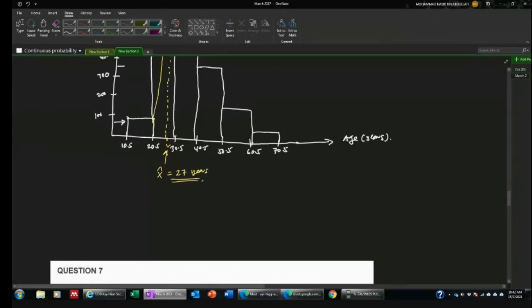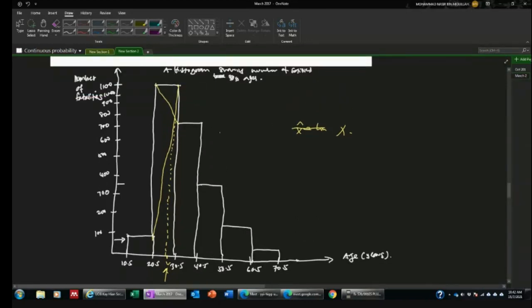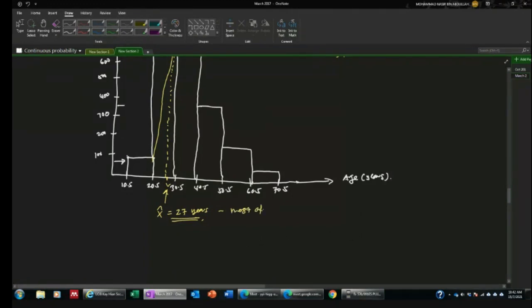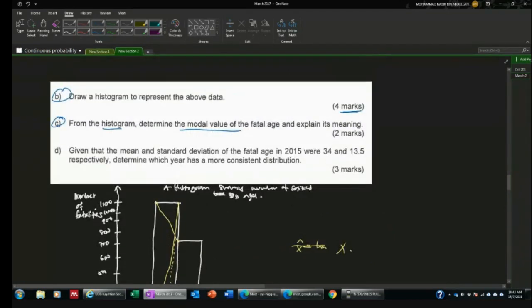If you calculate properly, you will get 27 years old. You measure properly. In this question, we don't want you to calculate the mode by formula. You must use the histogram to find the modal value and explain its meaning. So most of the fatalities in car accidents are at the age of 27 years old.